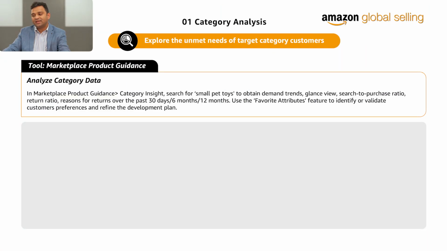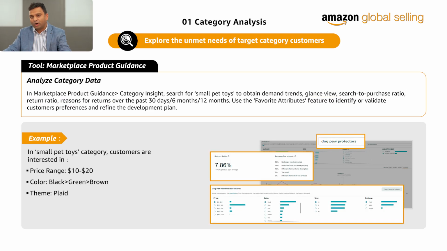Attributes such as price points, demand trends, glance views, search to purchase ratio, return ratio, reason for return over the past 30 days, 6 months and 12 months. Use the favorite attributes feature to identify or validate customer preference and refine the development plan. For example, in the small pet category, customers are interested in a price range of $10 to $20. Color preference of black is preferred more than green, which is preferred more than brown.